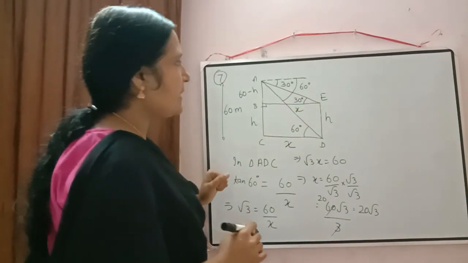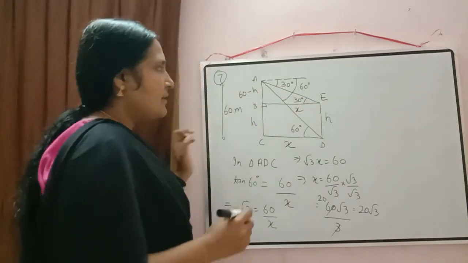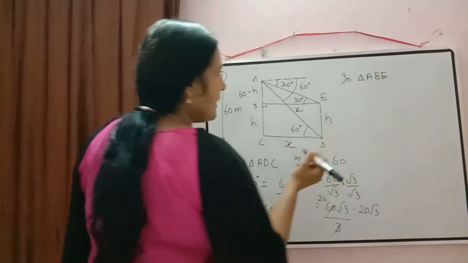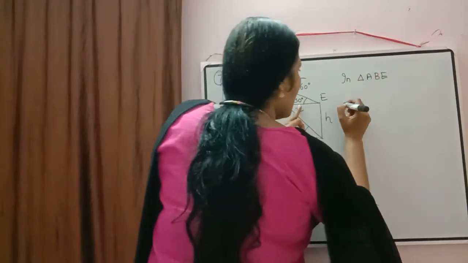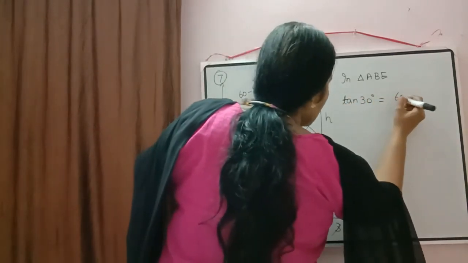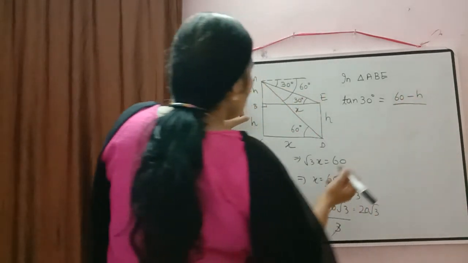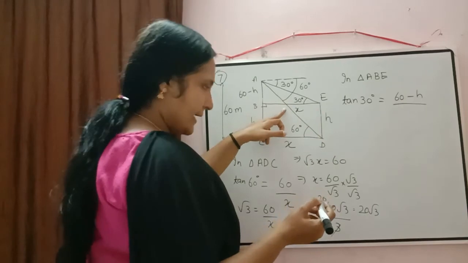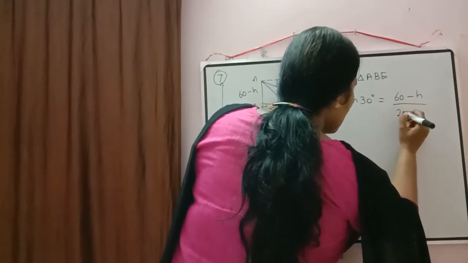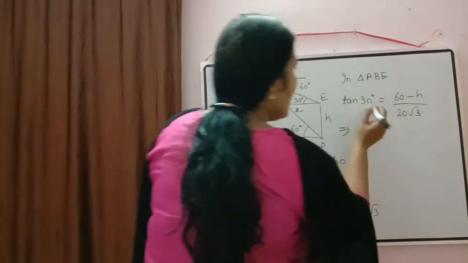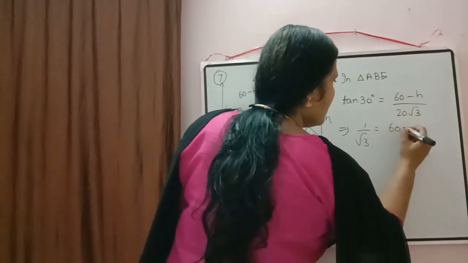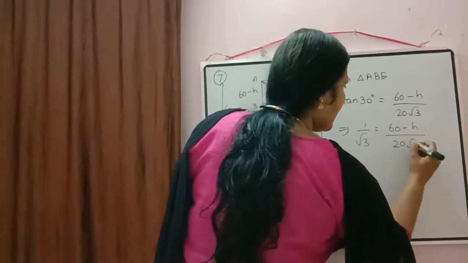So now which triangle we can take? What is the next triangle? Here. So write down, in triangle ABE. What will come in that triangle ABE? This is the angle which we have. Tan 30 degree is equal to, what is the side opposite? That is 60 minus h, by, what is the base we have? X. So 60 minus h by x. And x we have already calculated. X is equal to 20 root 3. And what is tan 30 degree? Tan 30 degree is 1 by root 3, is equal to 60 minus h by 20 root 3.